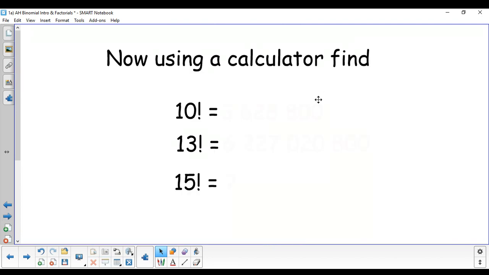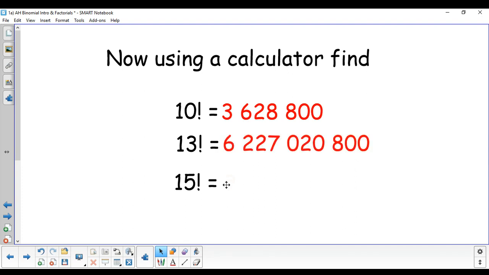So now use the calculator and find these. I'm not going to read the number, I'll just reveal it. So 10 factorial. Is that what you got? 13 factorial. Did you get that? 15 factorial. What did you get? We'll come back to that. Okay.